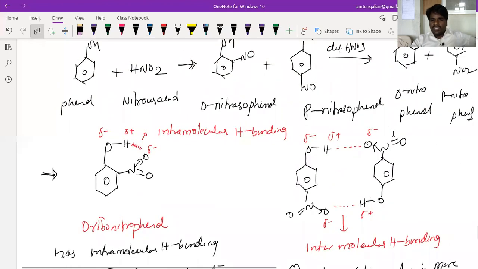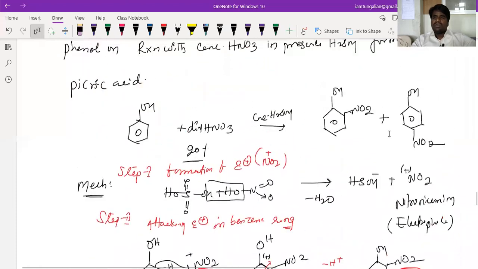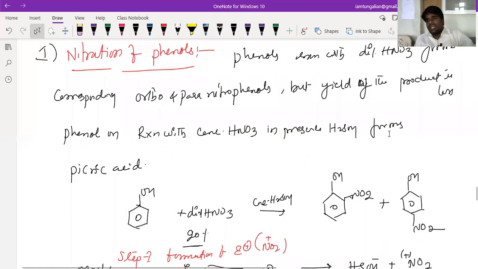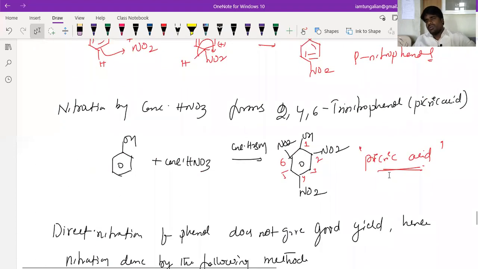I've already told you the reason for the acidic nature. This is your first reaction due to the benzene ring, that is nitration. Whenever phenol is treated with nitric acid in the presence of sulfuric acid, hydrogen of phenol at either the ortho or para position will be replaced by NO2. If you are treating with dilute HNO3, it will undergo mononitration and form the corresponding orthonitrophenol and paranitrophenol. Your yield of the product will be very less. Suppose you are directly treating with concentrated nitric acid: all the ortho positions and the para position will be activated, and it will form 2,4,6-trinitrophenol, which is also called picric acid.